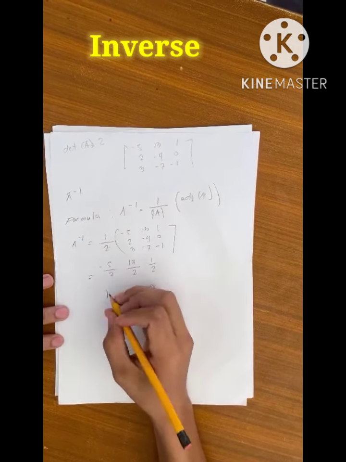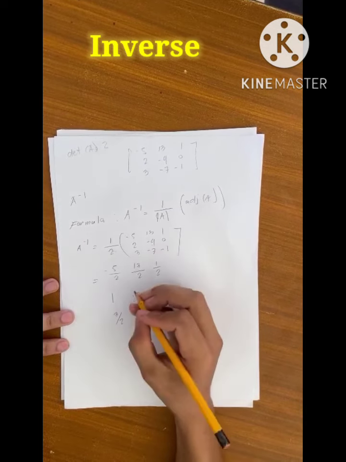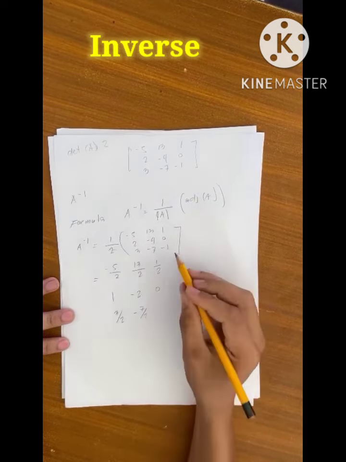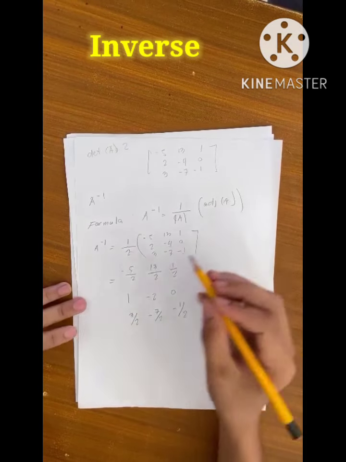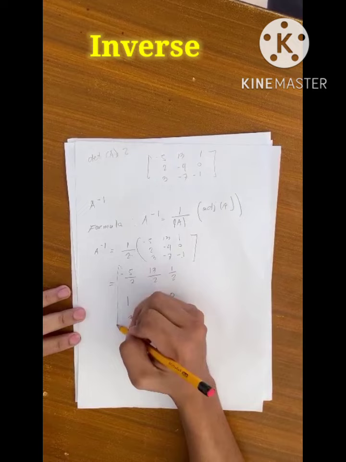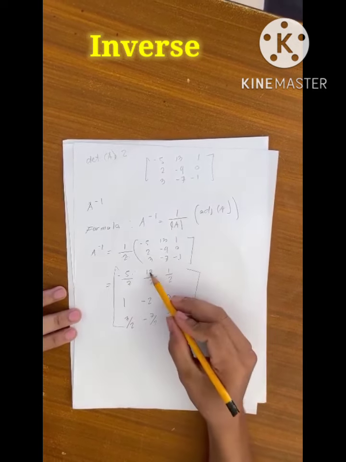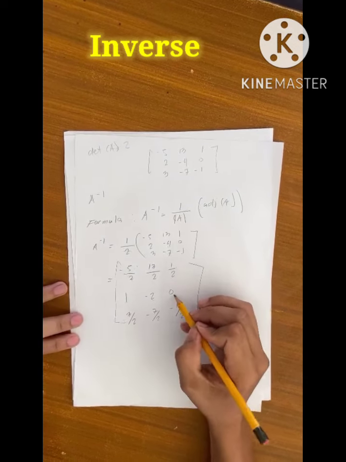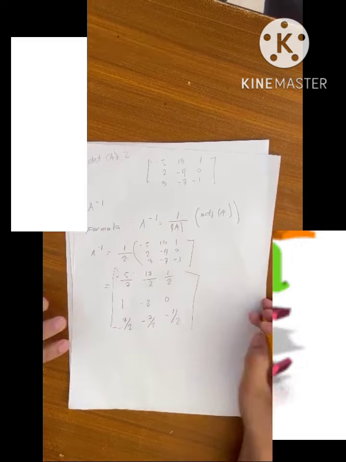1 half times 3 equals 3 halves. Negative 7 times 1 half equals negative 7 halves. Negative 1 times 1 half is equal to negative 1 half. So therefore, the inverse matrix of A is equal to negative 5 over 2, 13 over 2, 1 half, 1, negative 2, 0, 3 halves, negative 7 over 2, and negative 1 half.